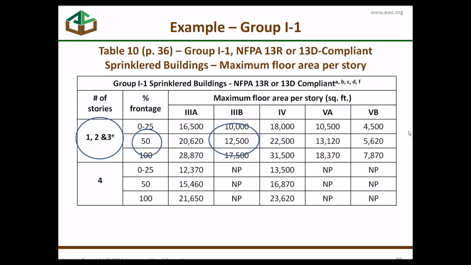Okay, the question again is, what is the maximum area per floor for this example using tables at the end of the CCWD? And Paul, do you want to repeat the building we're talking about? It's a group I1, nursing home, 13R system, 2 stories. And the table that you should have found or should have gone to is table 10, page 36. I can't read the results there. Michelle, you have to read those to me.